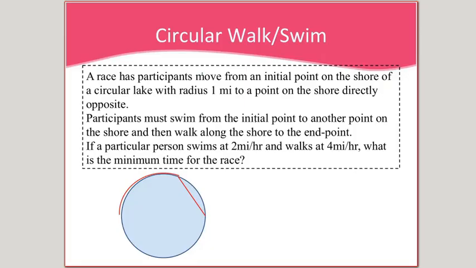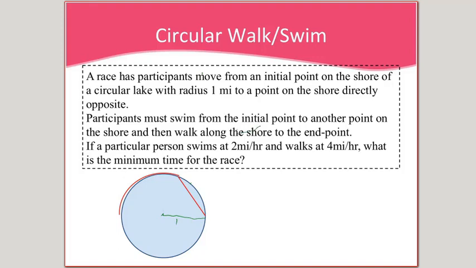Okay, one more problem. A race has participants move from an initial point around a circular lake where they swim to some point. I should mention the radius of this lake is 1 mile. And they swim to some point across, past, I don't know, say a given point. They swim here and then they run the rest of the way. So the question is, at what point should they meet the shore to where they start running?